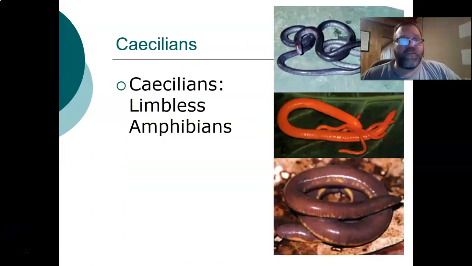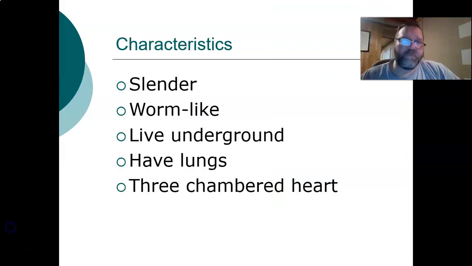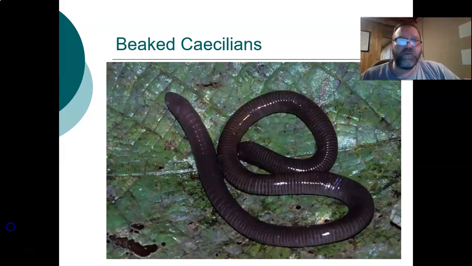And then our last group is the Caecilians. Caecilians are limbless amphibians, limbless. They're often confused for snakes. People see them and they often think, oh, it's a snake. Well, it could be a Caecilian. They are slender, worm-like, they live underground, have lungs, and have three-chambered hearts, just like many of the other characteristics of our amphibians. They have lungs, and they're slender.